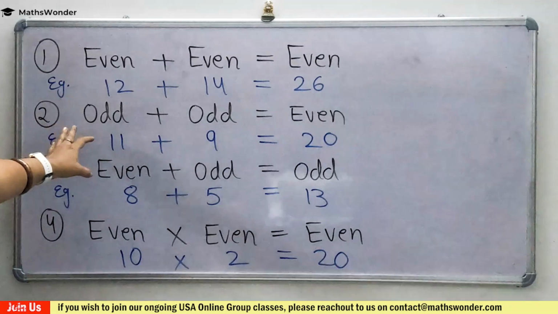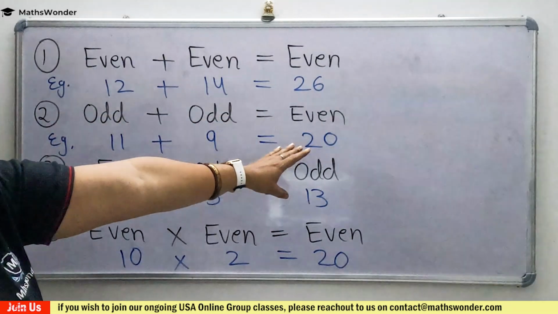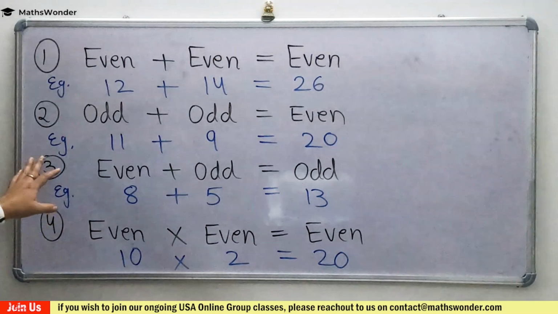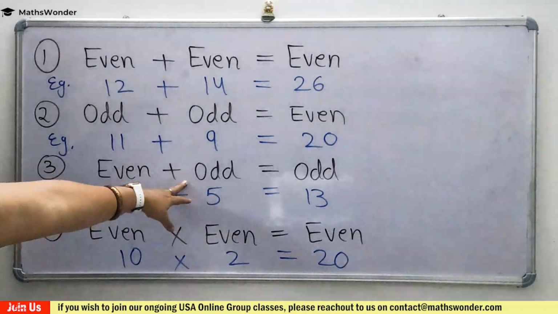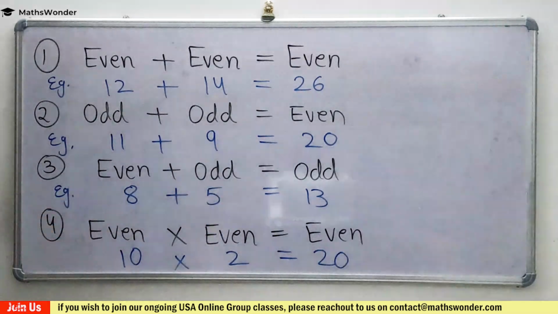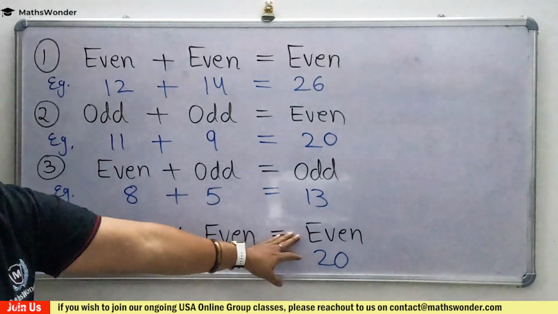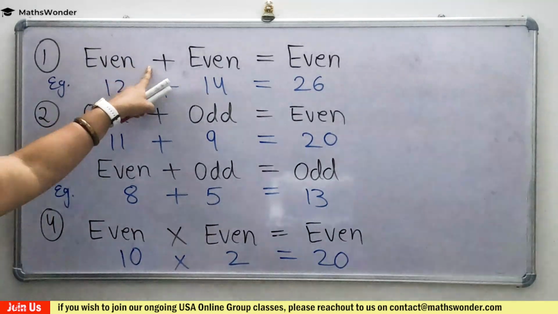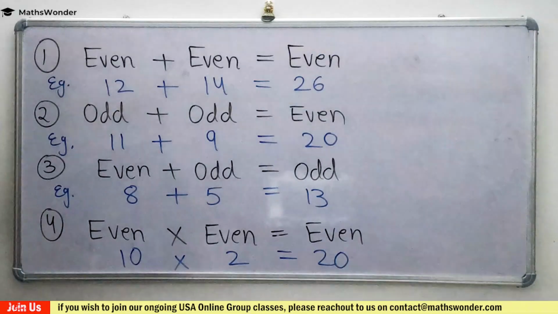So the sum of two even numbers is always an even number. The sum of two odd numbers is always even. The sum of an even and an odd number is always odd. The product of two even numbers is always even. Understood? Write down quickly in a short way. You can write E plus E equals E. You can write it in this way also.